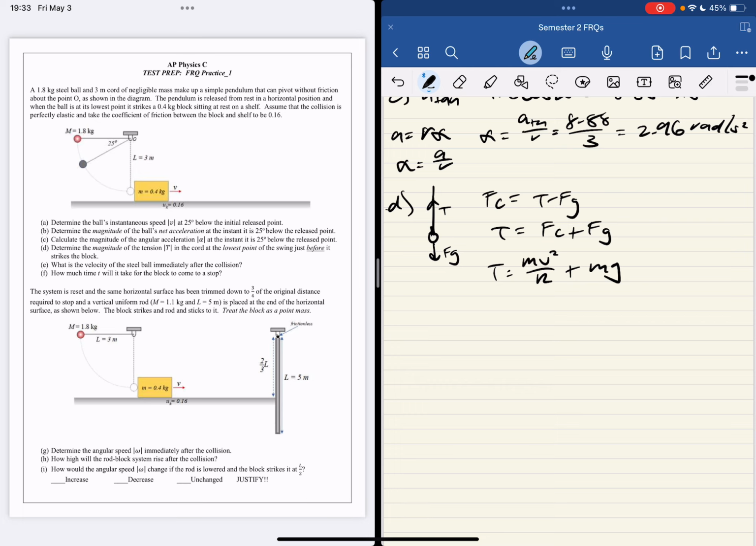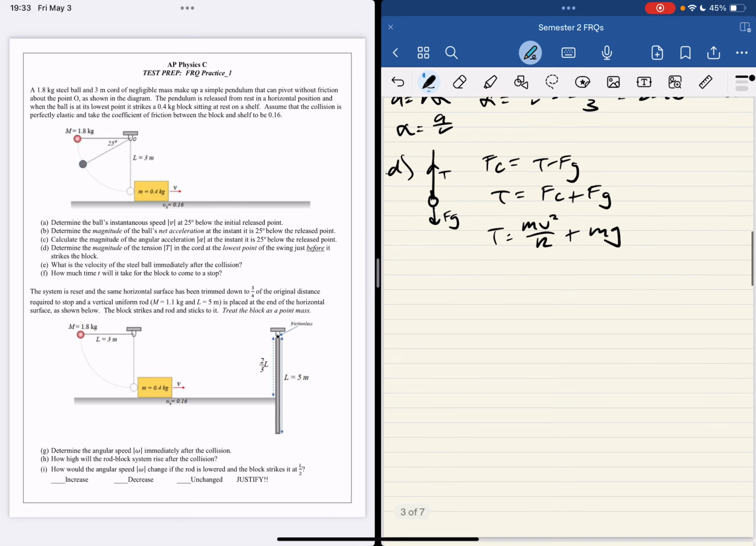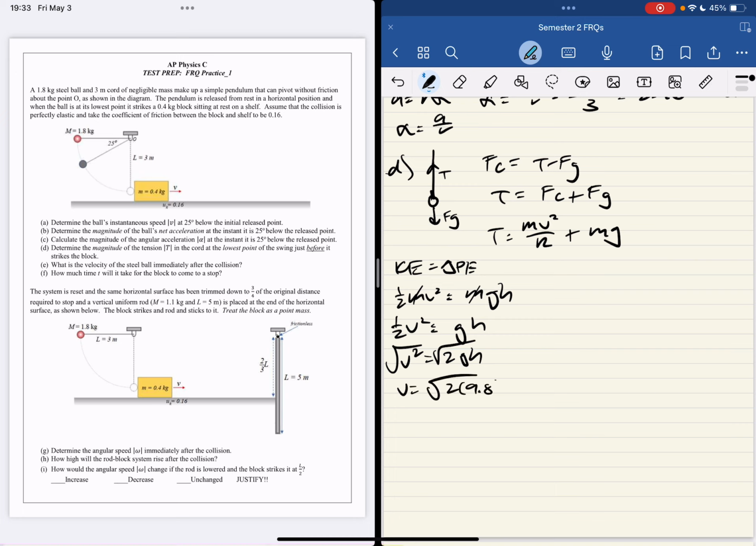And we can do that by setting up conservation of energy again. So we can do KE is equal to change in PE. And we know that we went all the way down, so 1/2 mv squared is equal to mgh. Cancel out the m's. 1/2 v squared is equal to gh. v squared is equal to 2gh. Square root. v is equal to square root of 2 times 9.8. We know that went down 3. So v is equal to 7.668 meters per second.